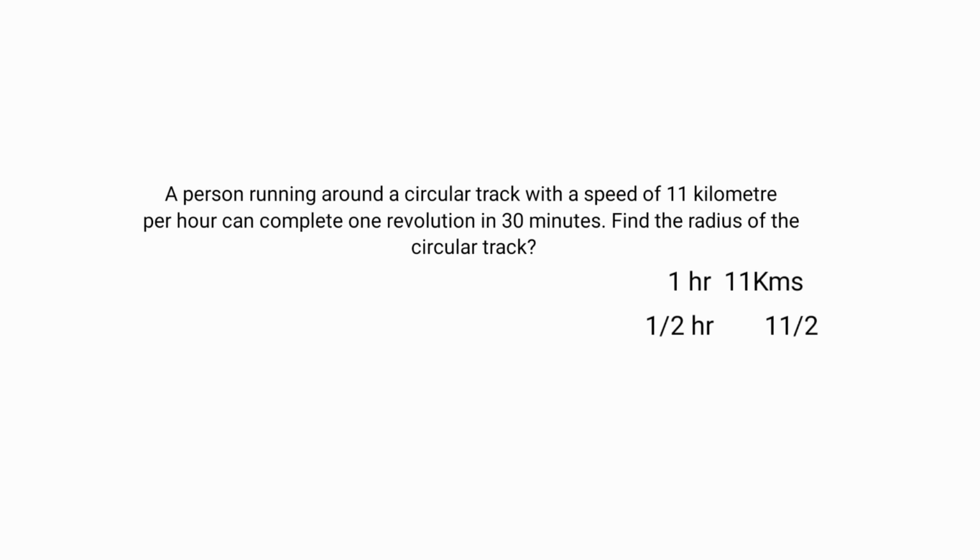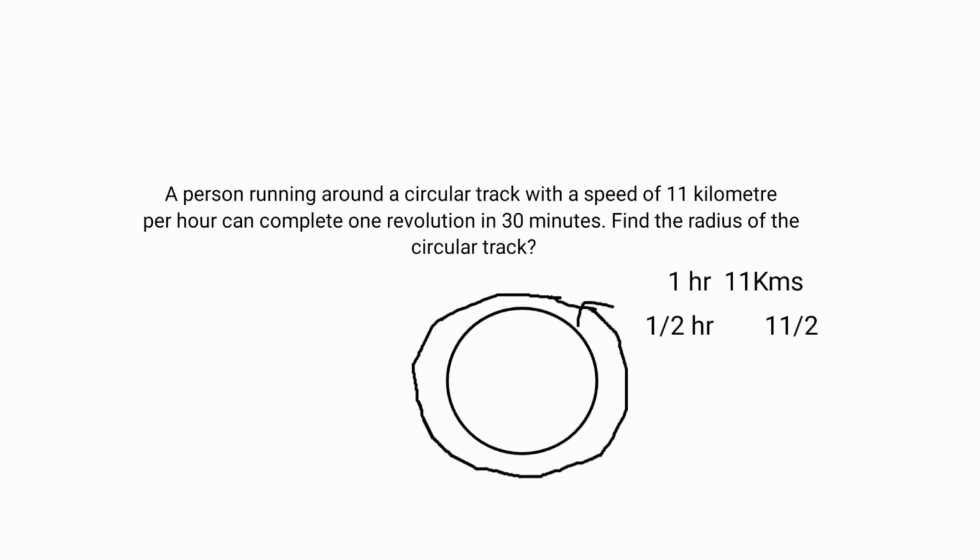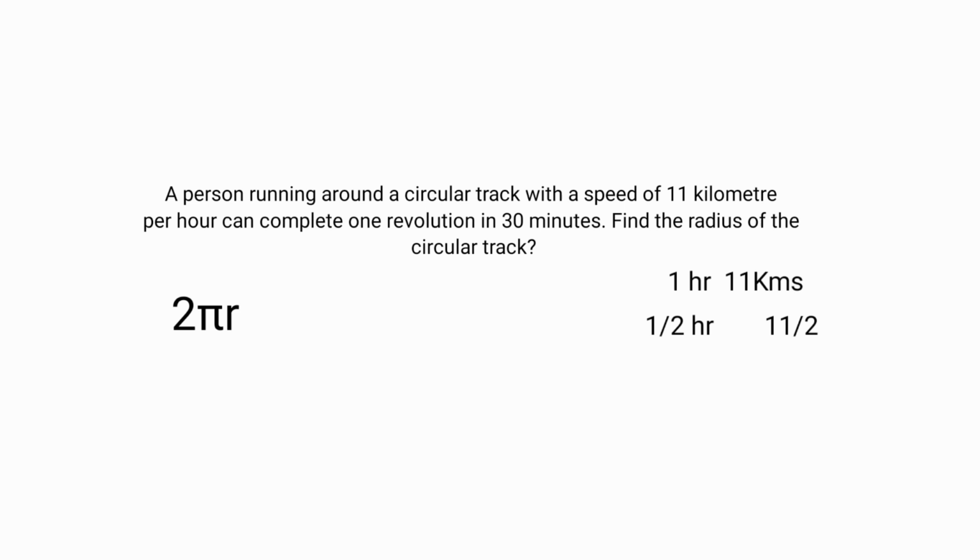Now listen carefully. This person is running along a circular track. So when he completes one revolution, he will be completing a distance equal to the circumference of the circle. So the circumference of the circle is 2 pi r, and that distance is the distance which he completes in 30 minutes. That we have already seen, it is 11 by 2. So 2 pi r is equal to 11 by 2.